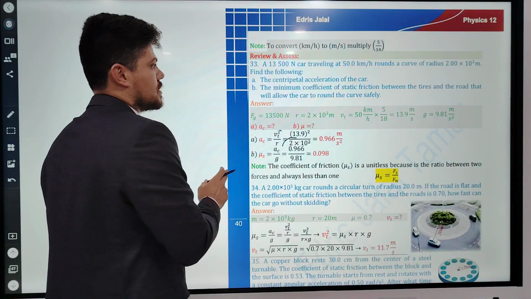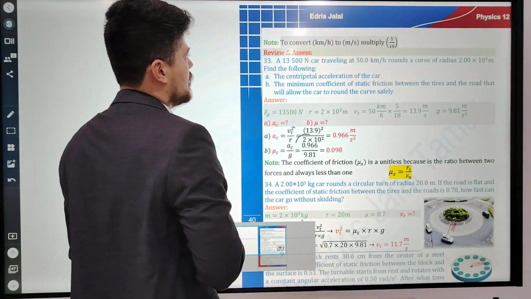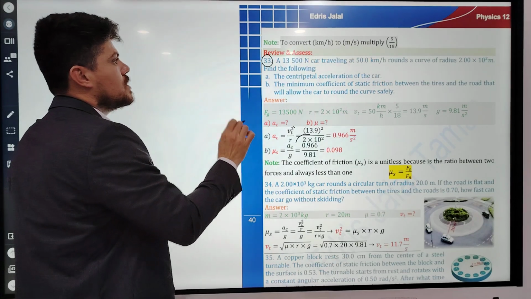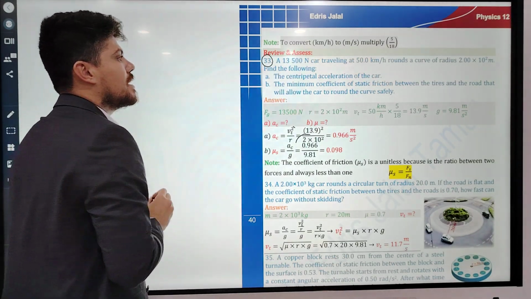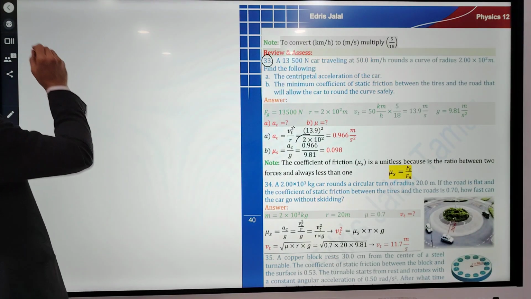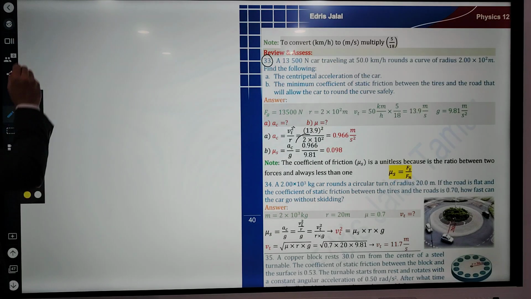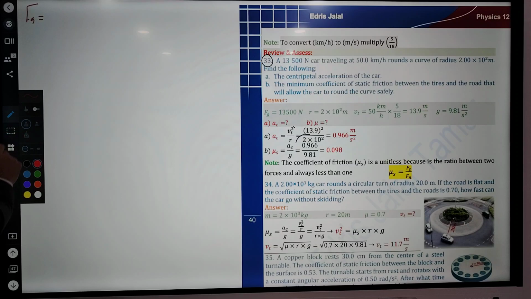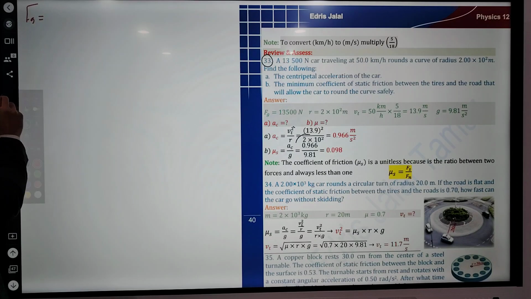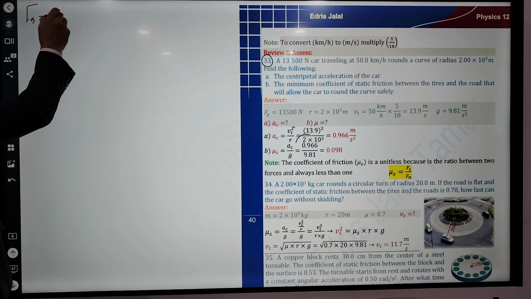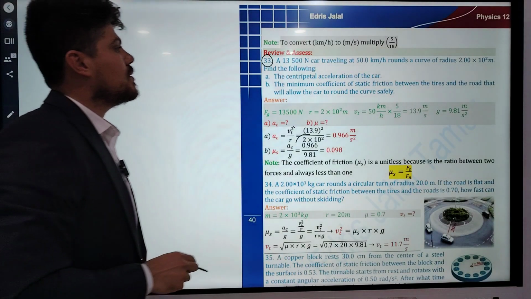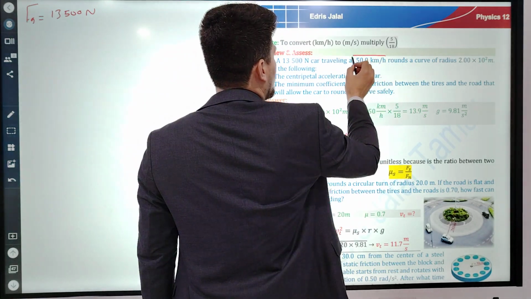As you know, in a previous lesson, we stopped here: question 33 from the chapter review. The question says a 13,500 Newton car. What is this? This is the gravitational force of the car, Fg, which is equal to 13,500 Newton, traveling at 50 kilometers per hour.